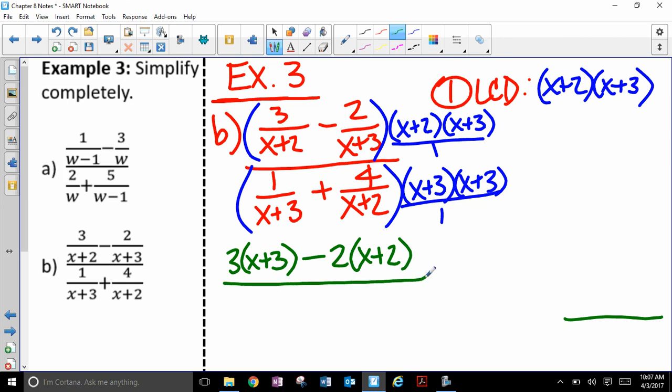All right, now we do the bottom of the big fraction. So I have 1 over x plus 3. The x plus 3's cancel. Oops, one of these should have been an x plus 2. So the x plus 3's cancel, so you'll be left with 1 times x plus 2.